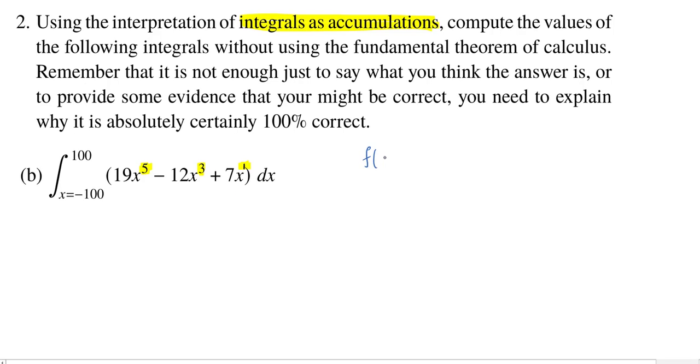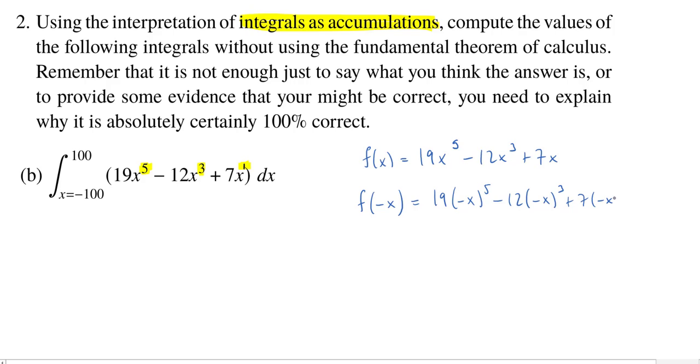So here I have some f of x, which I'll call 19x to the fifth minus 12x cubed plus 7x. And to be an odd function, that means you take the additive inverse of x, that is, you put in negative x, and you want to show that your output is just the negative of the original output, right? That is negative f of x. So let's see here. So this would be 19 times negative x to the fifth minus 12 times negative x cubed plus 7 times negative x.